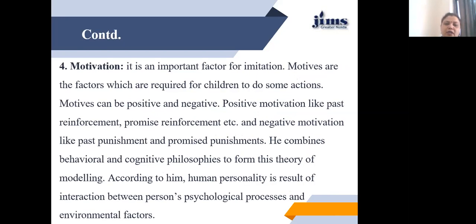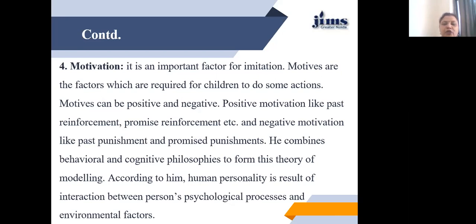Next is motivation. It is an important factor for imitation. Motives are the factors which are required for children to do some actions. If there is no motive, then definitely the action is also not done as per expectations. Motives can be positive and can be negative. Positive motivation includes past reinforcement, promised reinforcement, etc. And negative motivation includes past punishment and promised punishment. He combines behavioral and cognitive philosophies to form this theory of modeling.